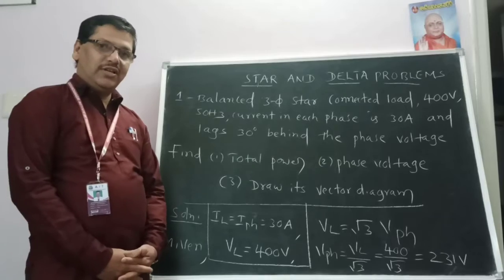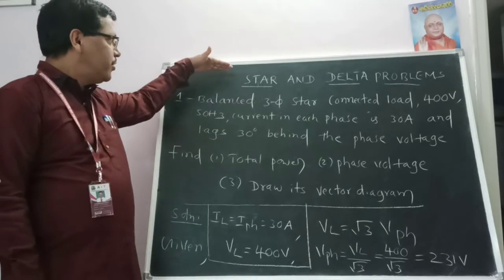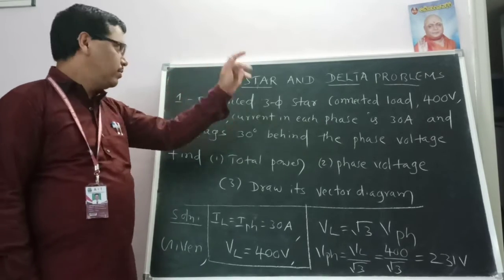Here we are going to solve multiple star problems and also delta problems. To solve these star and delta problems, we need two sets of equations: the current and voltage equations for star, and the current and voltage equations for delta. Once we go through the proper analysis, these things are very easy. So now we are going to discuss star and delta problems.